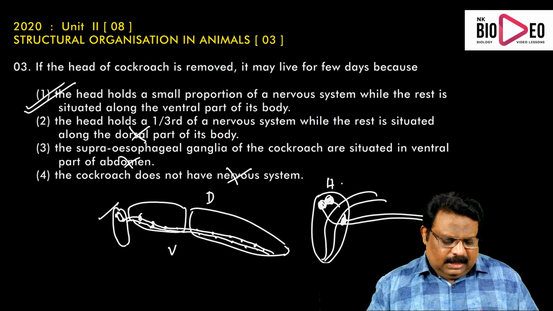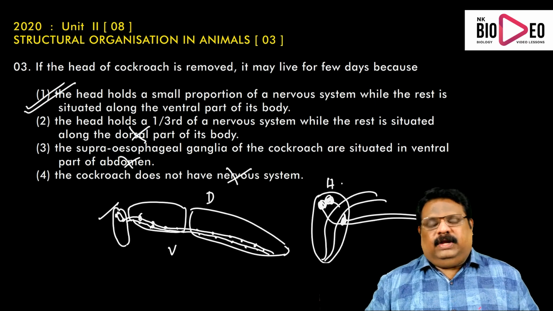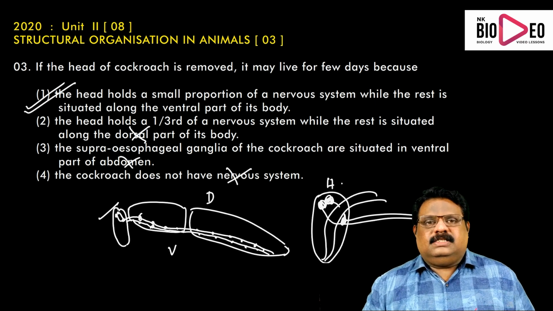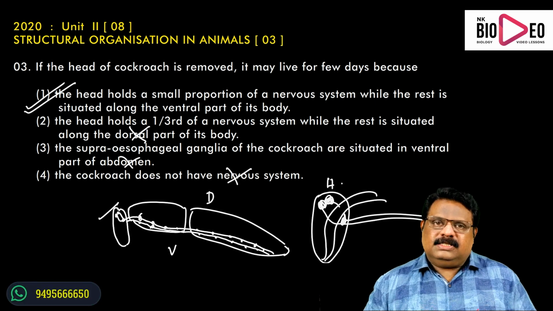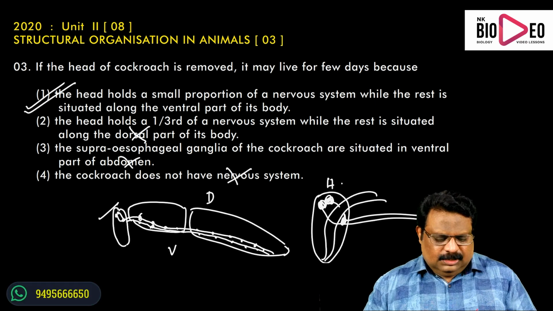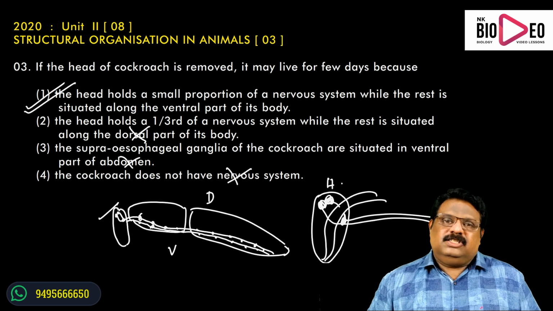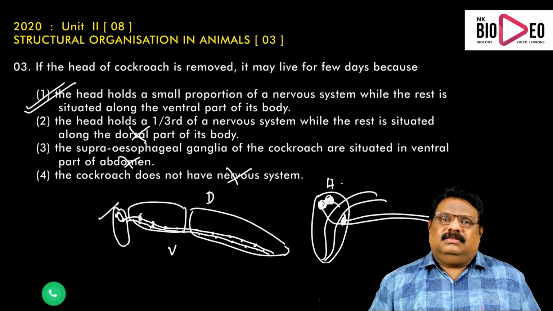So these were the 8 questions from the second unit. The second unit consists of 8 questions: morphology of flowering plants, anatomy of flowering plants, and structural organization. In the next video we can see the questions from the third unit.